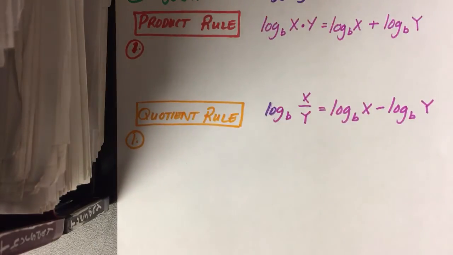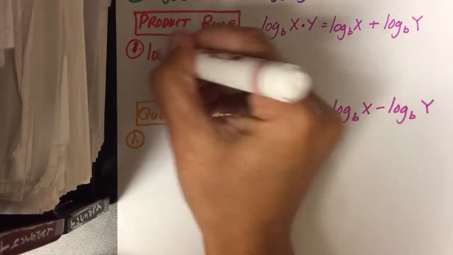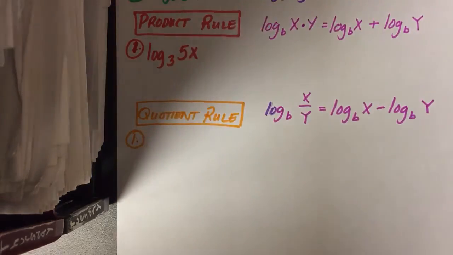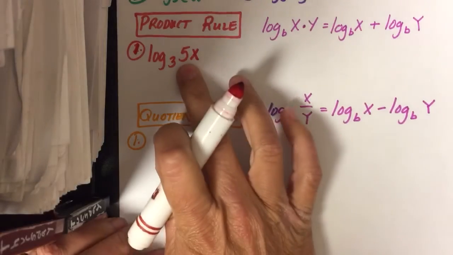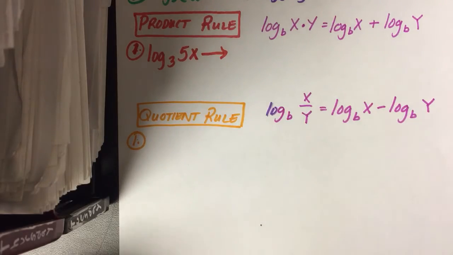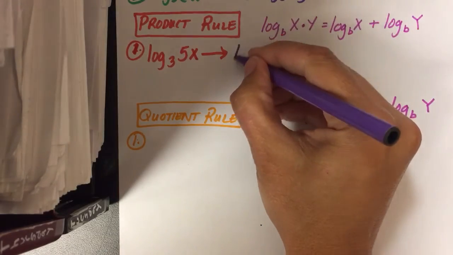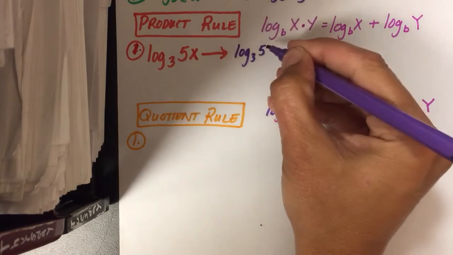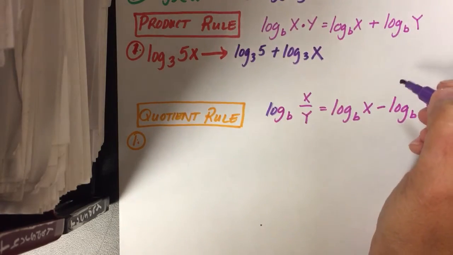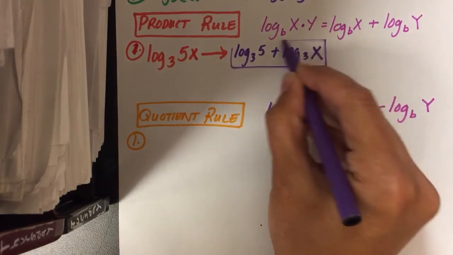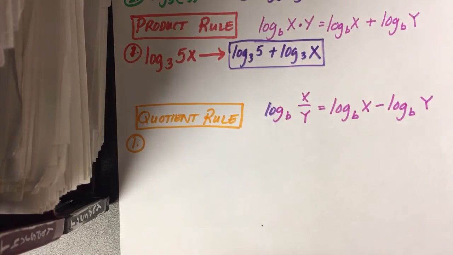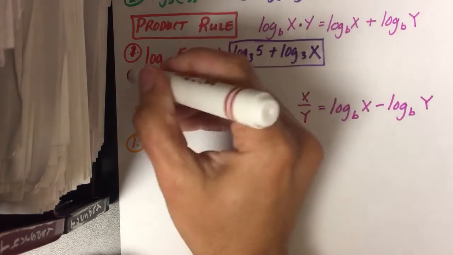We'll do log base 3 of 5x. Now this is something where we could apply the product rule because it is a product, 5 times x. So I'm going to convert this and I'm going to separate it. So I'm going to take log base 3 of 5 plus log base 3 of x. And that's my answer. That's as much as I can expand this. And that's using the product rule. So let's look at another example.